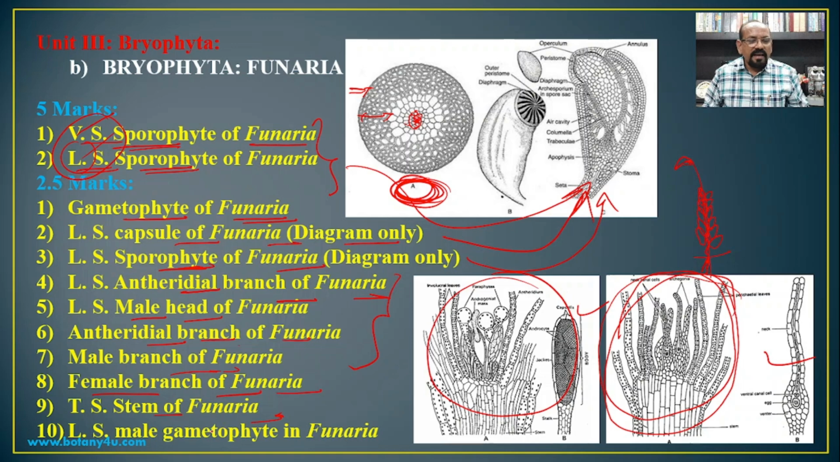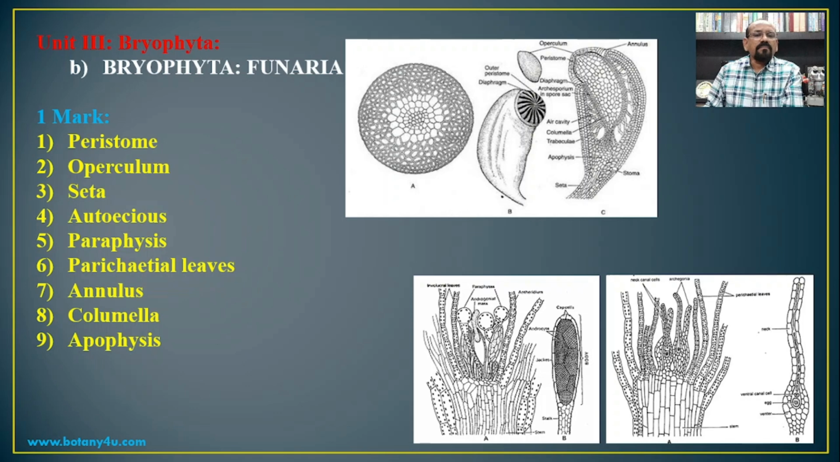Then LS male gametophyte in Funaria. The same question, that is the male branch. So we have to provide this structure of the male gametophyte as it is involved in the formation of the antheridium. Then one more question in case of the Funaria, that is the peristome.